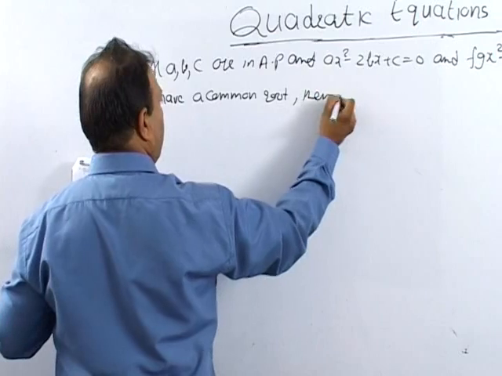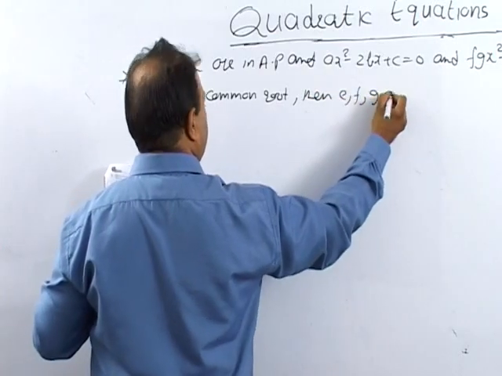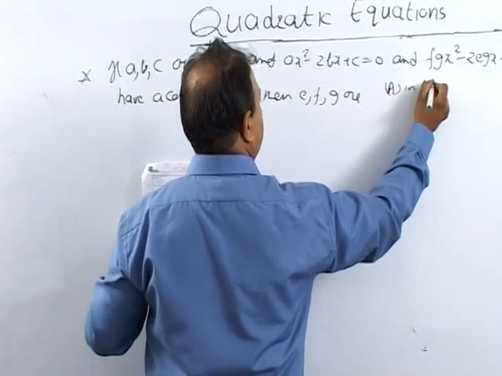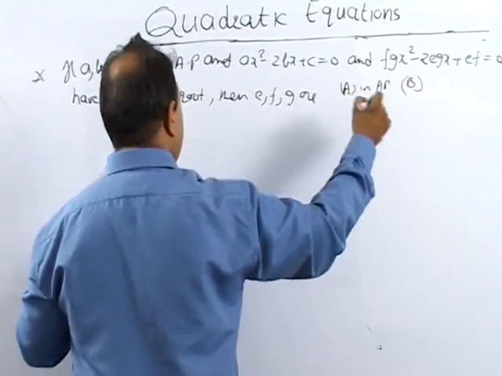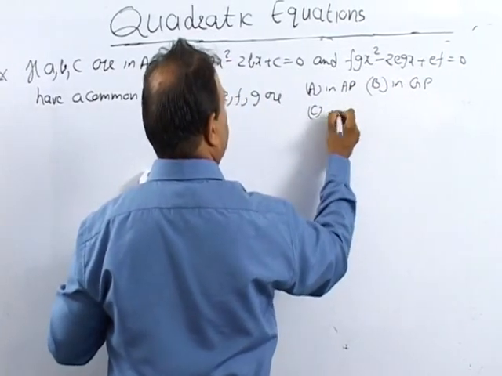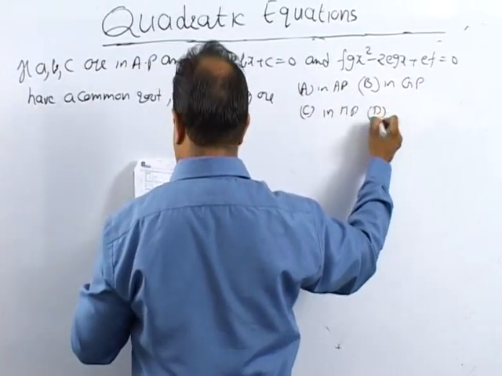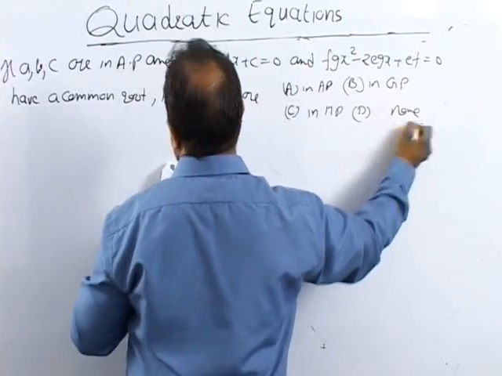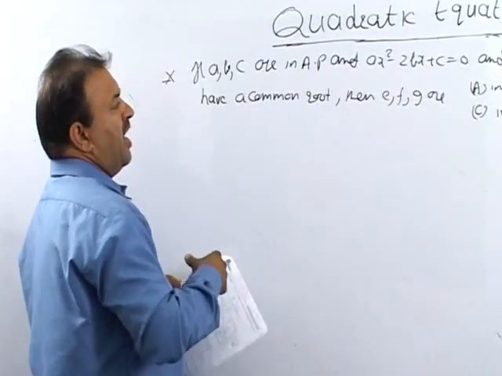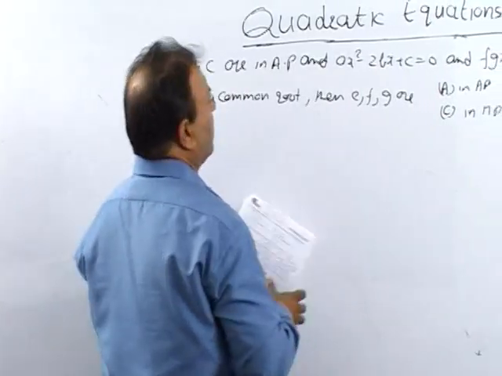Then E, F, G are... The first option is in AP, B option is in GP, C option is in HP, and the D option is none of these. If A, B, C are in AP and these two equations have a common root.